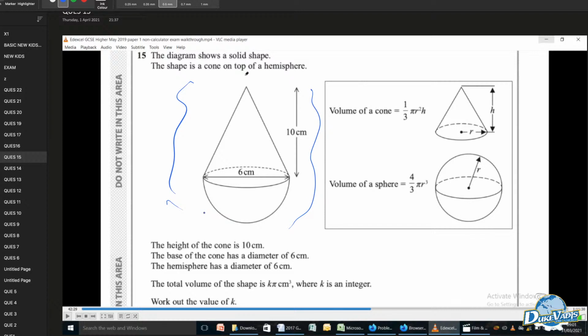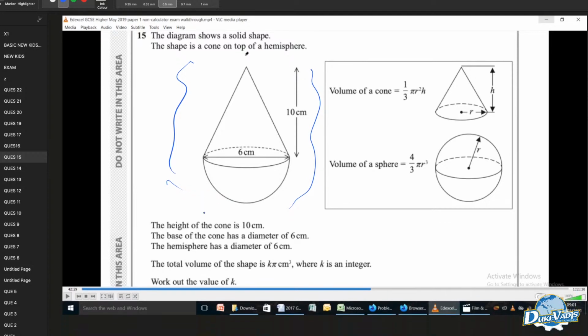With your level, the volume of a cone, 1/3 pi r squared h, has been given to us. So there's no need for you to memorize it. Likewise, the volume of a sphere is 4/3 pi r cubed. The base of the cone has a diameter of 6 centimeters. The hemisphere has a diameter of 6 centimeters. And the total volume of the shape is K.